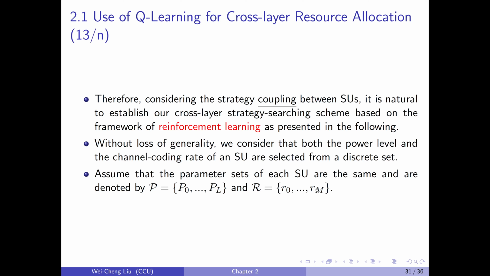Okay, we can know that the set P is the set of the different power levels, which are P0 to PL. So there are totally L plus 1 different power levels in this set. And the capital R is a discrete set that contains all channel coding rates, which are small r0 to small rn. So we can know that there are totally n plus 1 different channel coding rates in the set capital R.